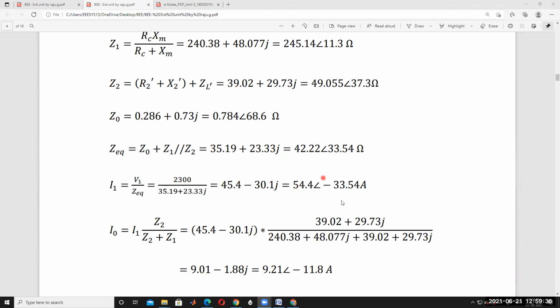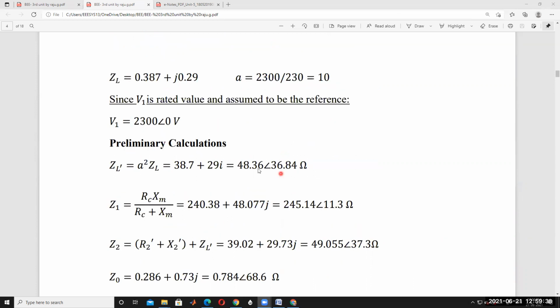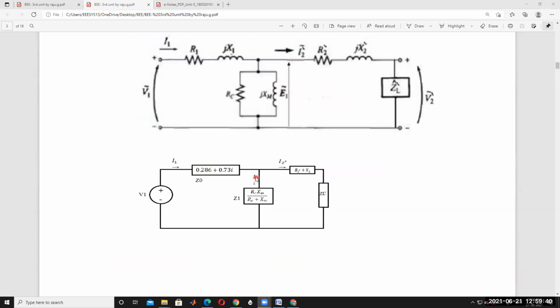Convert into polar form, you will get like this. And then what is the current according to the current division rule? Here the current is equal to the total current into the opposite resistance by the sum of the resistances. Here current I0 is equal to the total current, which is nothing but I1. So I0 is equal to I1 into this resistance by the sum of these two resistances.